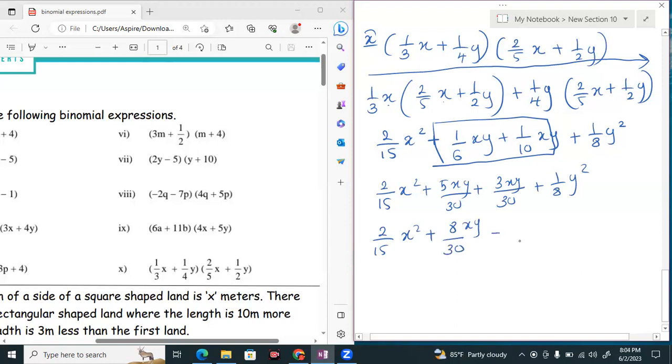Add 1/8 y squared. Actually, you can see that we can simplify this. This can be divided by 2, it is 4. This is divided by 2, 15. Therefore, it is 2/15 times x squared add 4xy upon 15 and 1/8 into y squared.